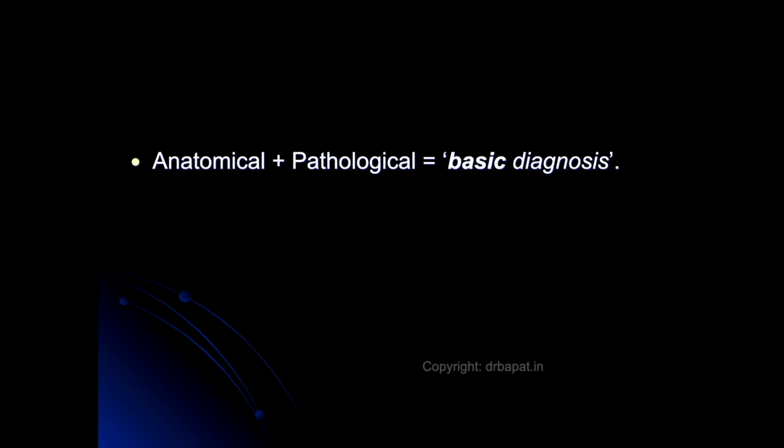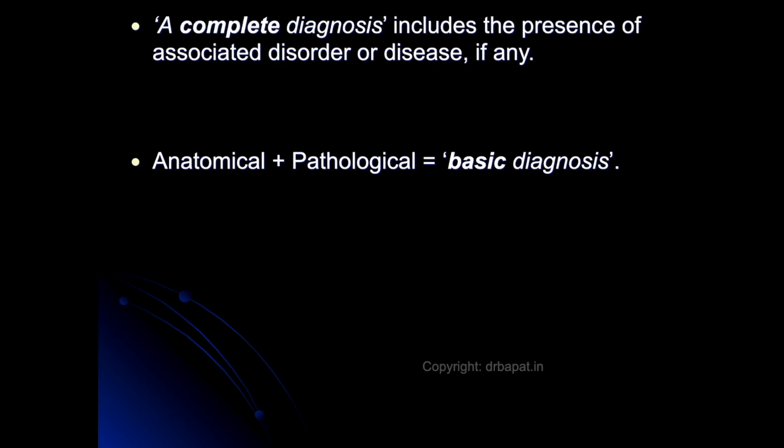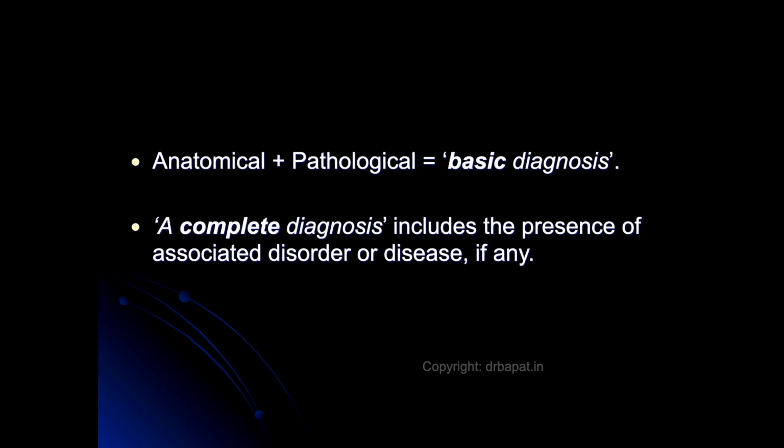Anatomical plus pathological diagnosis may be labeled basic diagnosis. And the so-called complete diagnosis includes the presence of comorbidity, if any. I have explained this in the video on principles of clinical case taking. Now let us see how to analyze the clinical data step by step to arrive at the diagnosis.